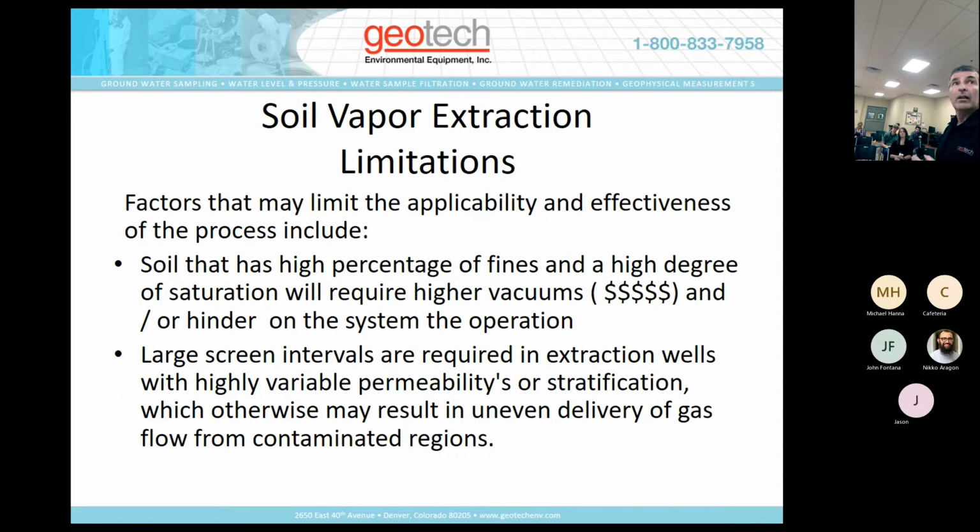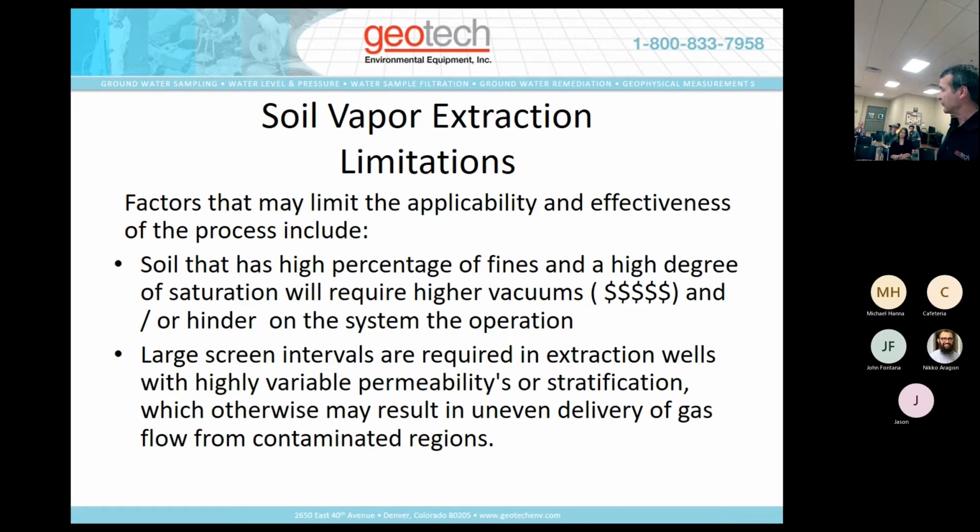Limitations. As mentioned, soil that has a high percentage of fines or high degree of saturation will require higher vacuums, larger size blowers for suction. Large screen intervals are required in extraction wells for soils that are more tight.